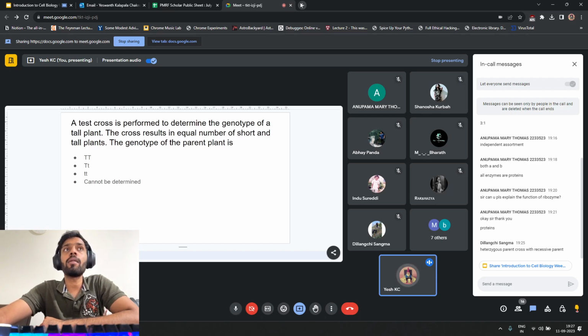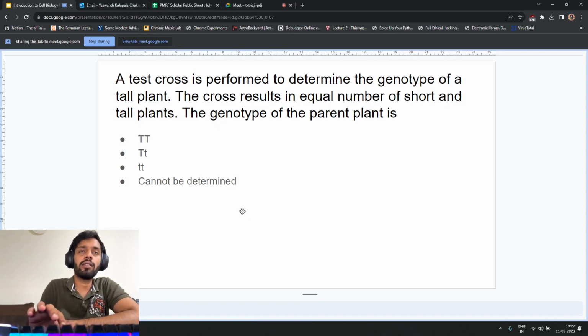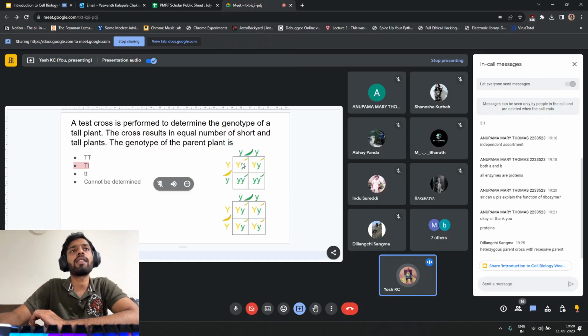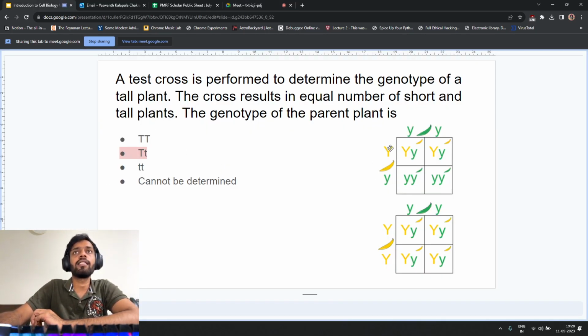The cross results in equal numbers of short and tall plants after a test cross is performed. So we have an answer: a heterozygous parent crossed with a recessive parent. Essentially, if you are getting equal numbers of tall and short plants, then you are crossing a heterozygous variety with a recessive parent, and that's called a test cross. You really don't know what this genotype is, and you want to find out.